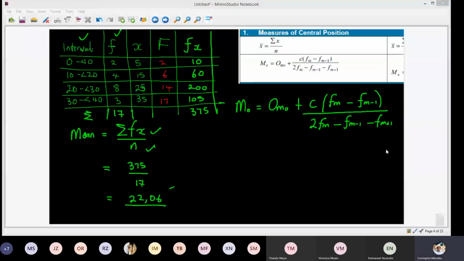Which interval appears the most? Tando Moyo, which interval appears the most? It's very simple. You can see it here. The one with the highest frequency, that's the mode. The frequency that appears the most, it falls on which interval? That's my question. Providence.